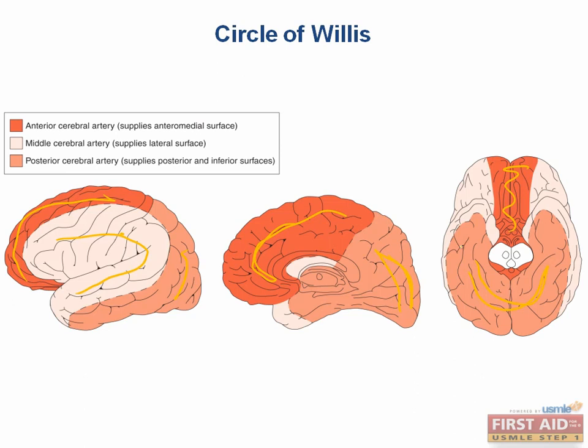Now, there are watershed zones, and these are the areas that are most susceptible to hypoperfusion, and they occur between the ACA and MCA, and then again between the MCA and the PCA. The ACA-MCA junction mediates the proximal arm and leg areas of the motor homunculus. You should remember that. Thus, an infarct here produces a man-in-the-barrel syndrome, where these patients are unable to walk because their arms dangle and their hips are weak.